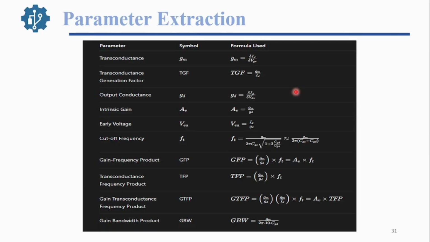The transconductance: how to calculate it, and which formula can be used in the TCAD tool. The transconductance generation factor, how to calculate output conductance, intrinsic gain, early voltage, cutoff frequency, gain frequency product, transconductance frequency product, gain transconductance frequency product, gain bandwidth product. These are some of the advanced level formulas used to completely demonstrate the device in a research paper.